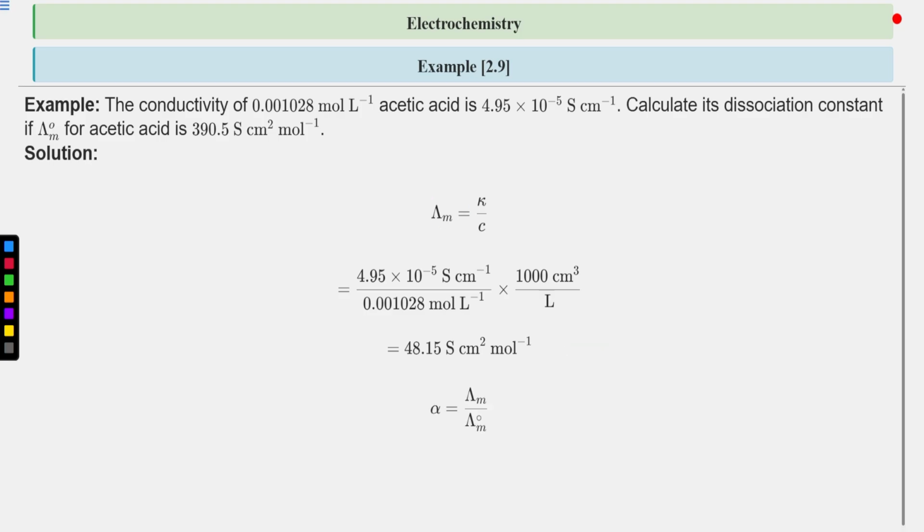Now, you know that the degree of dissociation equals the ratio of molar conductivity to the limiting molar conductivity. We have both the values, so we just put them in the fraction. When you solve this, 48.15 divided by 390.5, you will get the degree of dissociation as 0.1233, right? For the acetic acid.